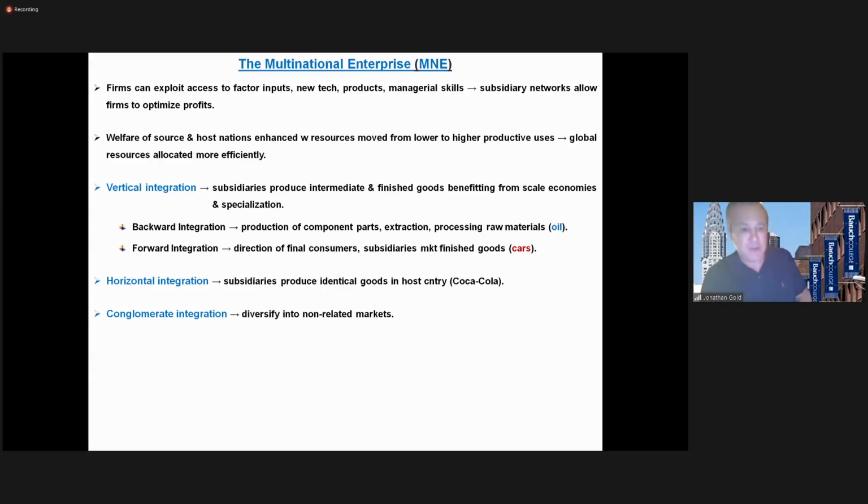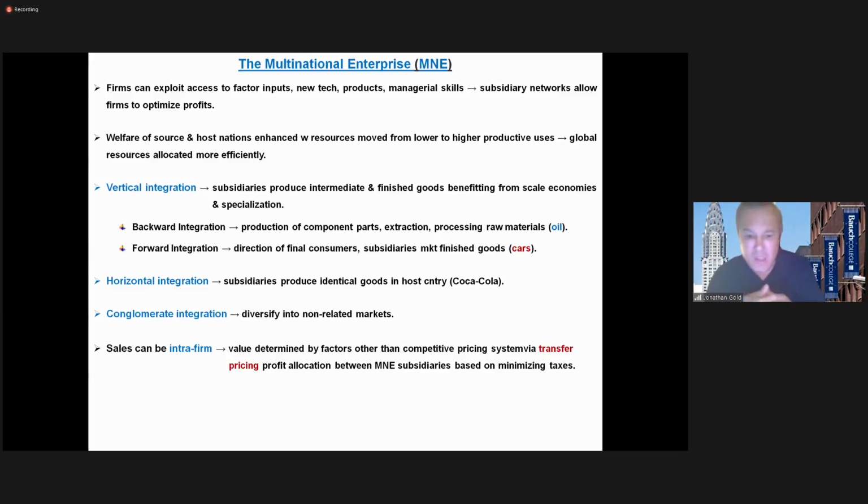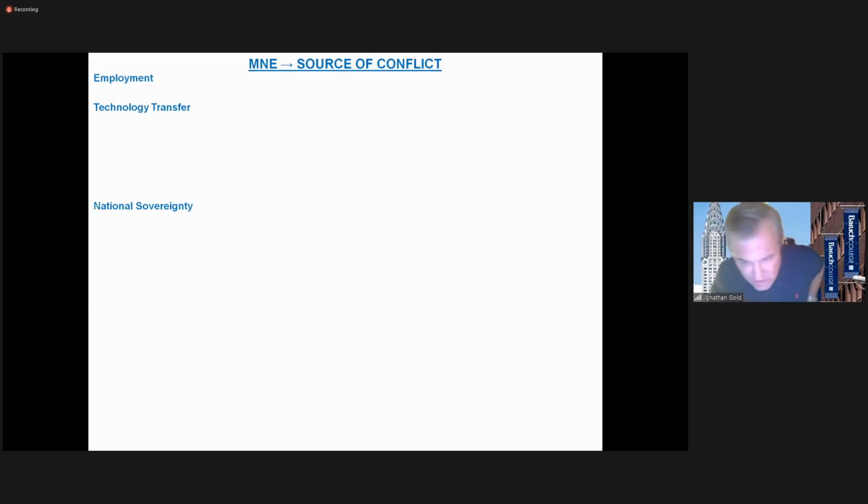Okay. So we know that sales can be intra-firm, which is how we get to transfer pricing, right? So that the value is determined by factors other than a competitive pricing system, because multinationals are allocating profits between subsidiaries to minimize their taxes, and that oftentimes has nothing to do with a competitive pricing system, and more to do with minimizing taxes and moving profits offshore, which leads to another set of issues which we're going to talk about now. We talk about sources of conflict. They're generally centered around three big things: employment, technology transfer, and national sovereignty.